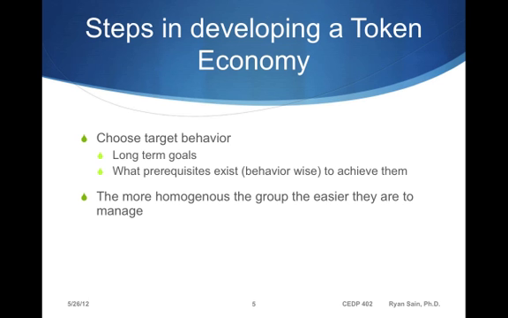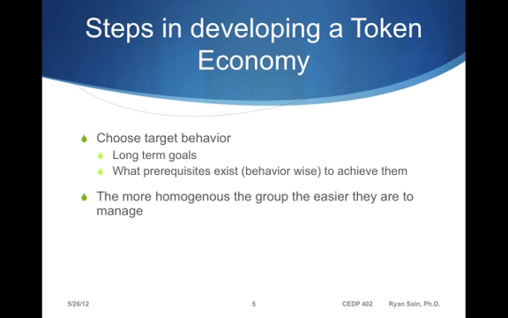The more homogeneous the group is, the easier this becomes. If you're trying to build a token economy for, say, an entire school from K through 6 or K through 5, whatever they do now, that's more challenging than just building a token economy for one classroom.